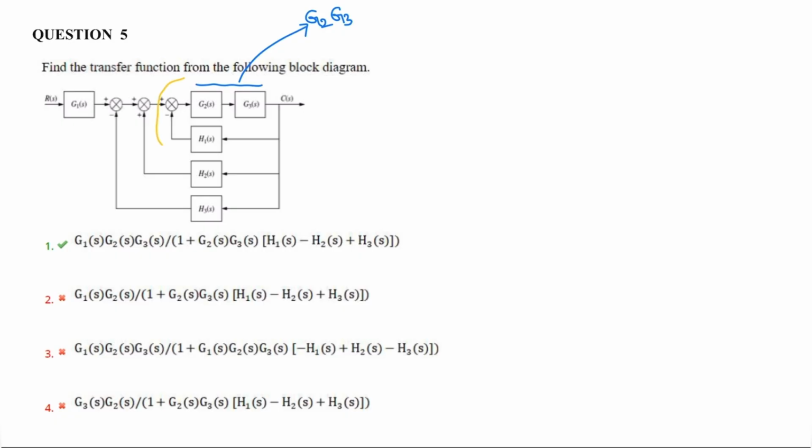The inner block is this one. This is a negative feedback system. So for step 2, evaluate the inner block, which is circled with the yellow line. Its corresponding transfer function is G2 G3 by 1 plus G2 G3, with negative feedback, and the corresponding feedback transfer function is H1.